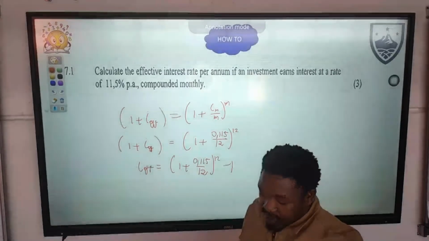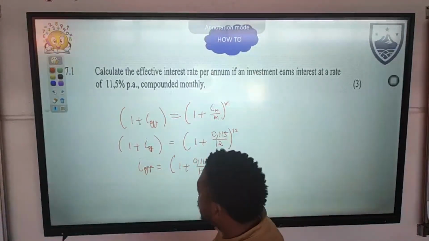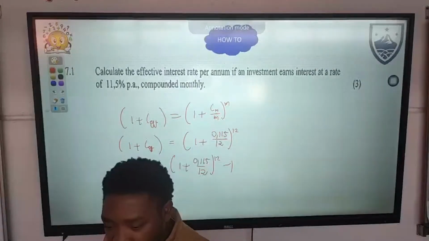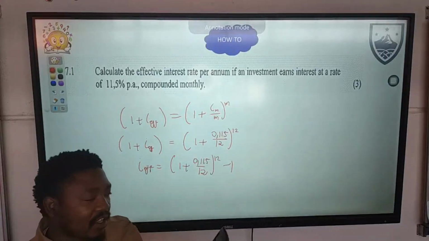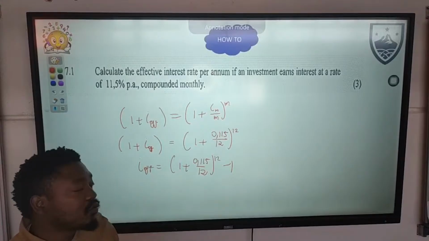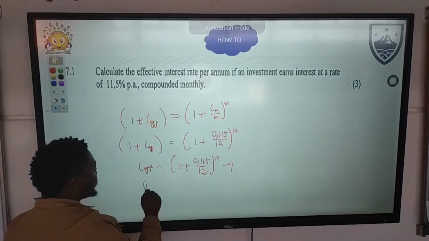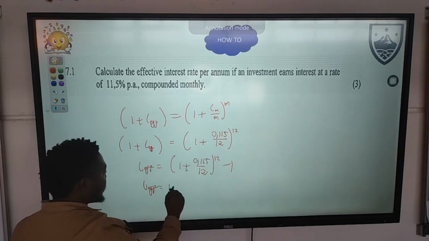Try not to do it with your head. You must have a calculator. So when you practice finance, you must have a calculator. You cannot practice finance without a calculator. That's why I brought my calculator. Normally I don't use a calculator, but today I'm using one because I want you to get used to practicing your finance with a calculator.